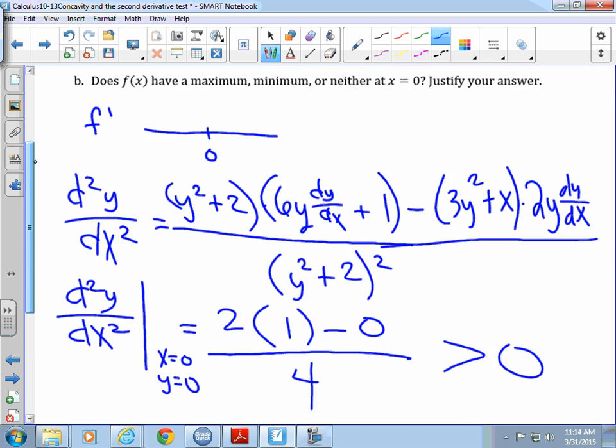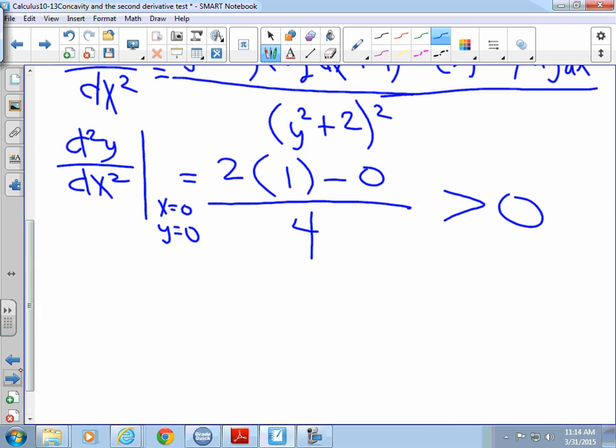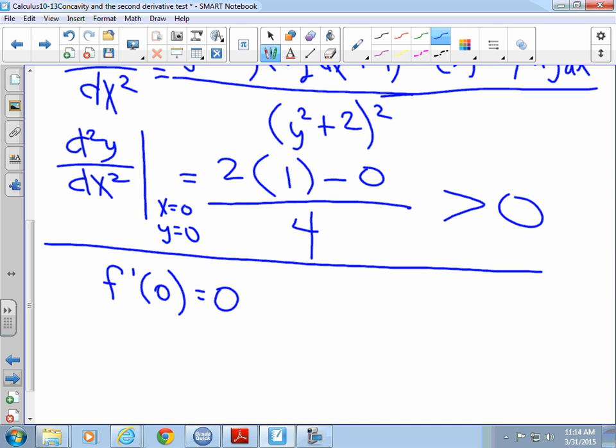Now I need to say that. This is your worst enemy on the AP Calculus exam. Justify. So I'm going to try to justify what I just concluded. A couple of things I had to know. First, f prime of 0 equals 0. Why do I need to say that? Why is it important?